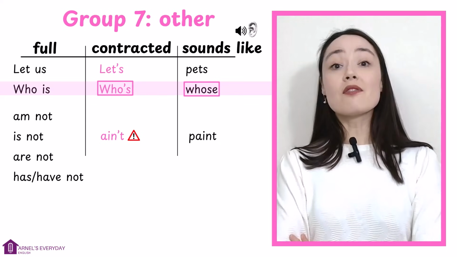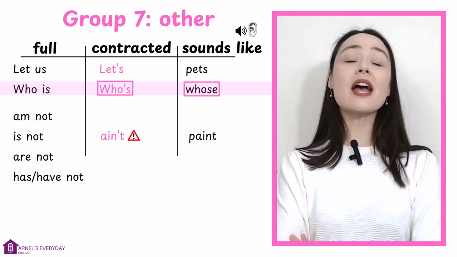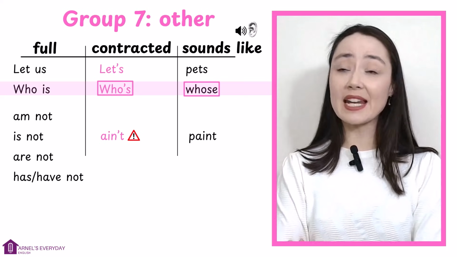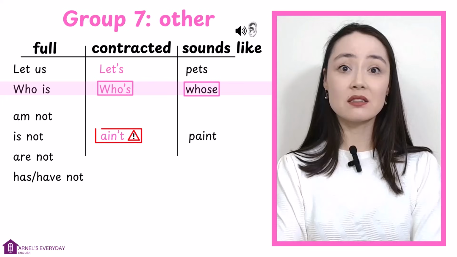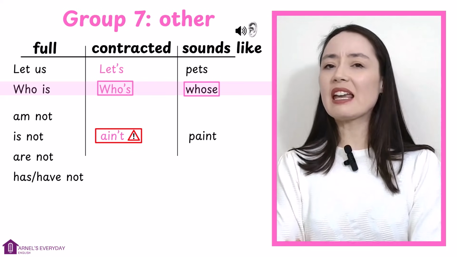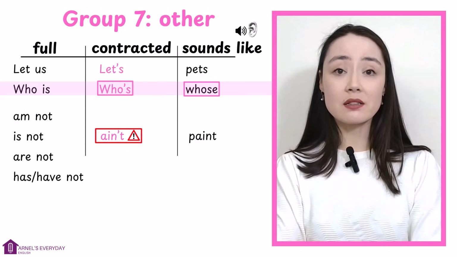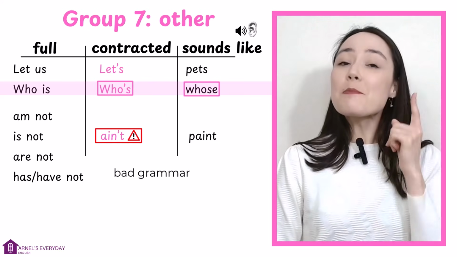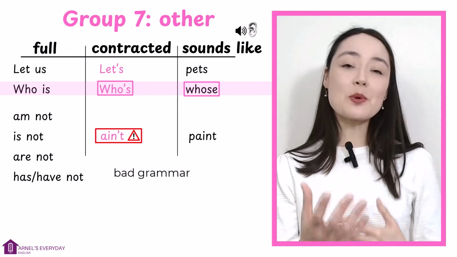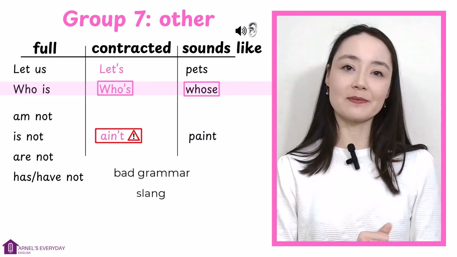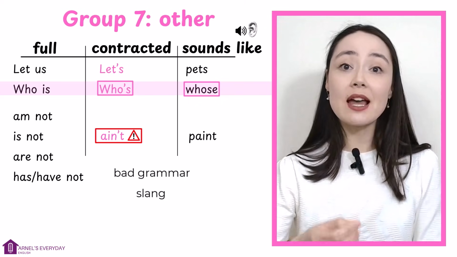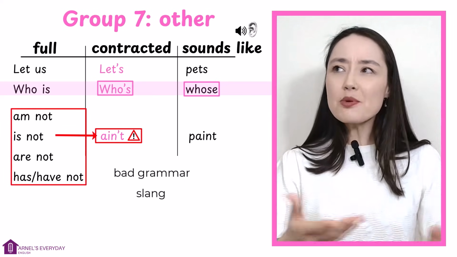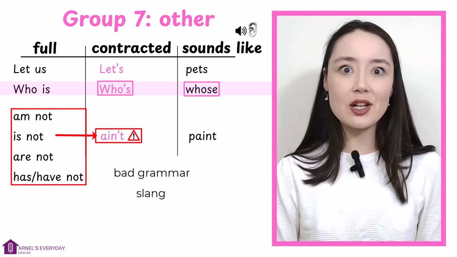Last contraction of this lesson. I saved it for the very end because I don't like it. The incorrect, the wrong, the bad English contraction. Ain't. Just like paint. This contraction is bad grammar. Yes, people do say it. It's super informal. It's slang. We use ain't to mean am not, is not, are not, have not. Pretty much any negative contraction.